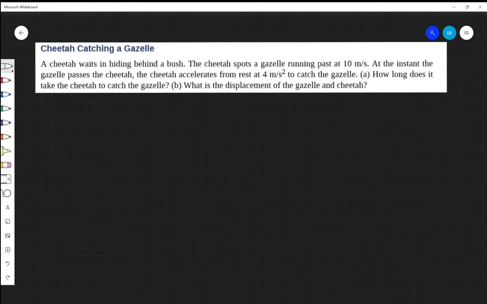Well, the first step in any kind of problem is to try to draw a picture and visualize what happens. So we have a cheetah. Here's my cheetah. Cheetahs are known for having really long tails. It's how they keep their balance and can run really fast. This is going to be the initial situation. I have a cheetah, and the cheetah has an initial velocity of 0 because he's not moving.